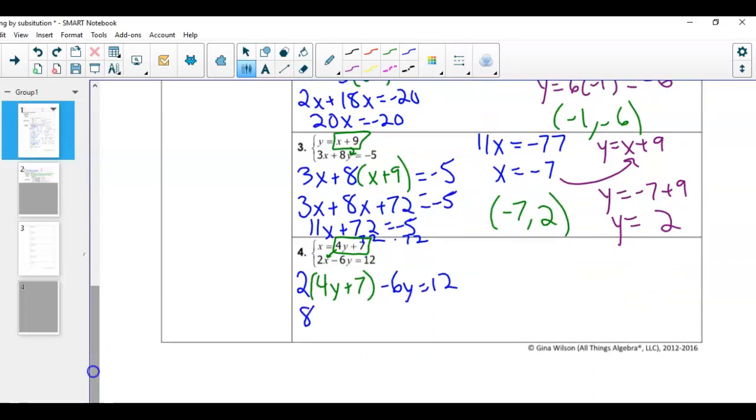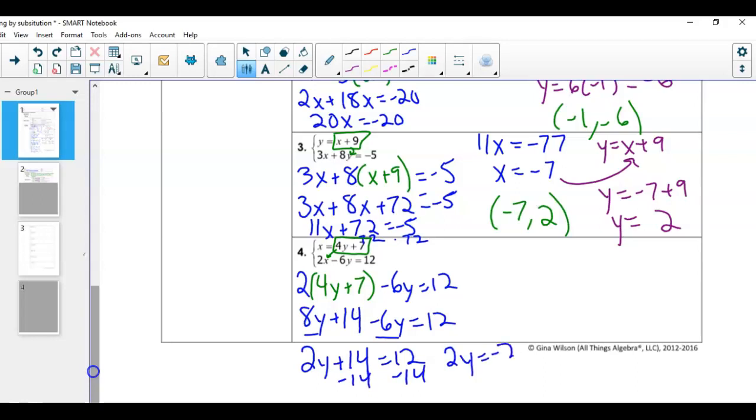I'm going to multiply these and get 8y plus 14 minus 6y equals 12. I can combine my y's. 8y minus 6y is positive 2y. I can get rid of my 14 by subtracting. And then divide. So here, y equals -1.